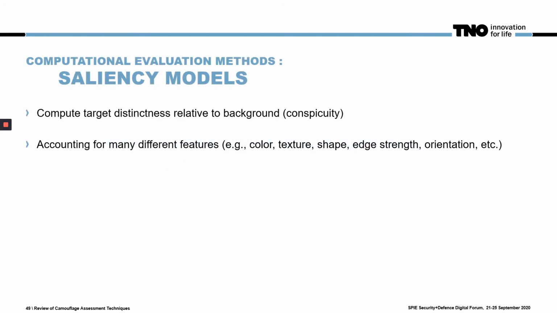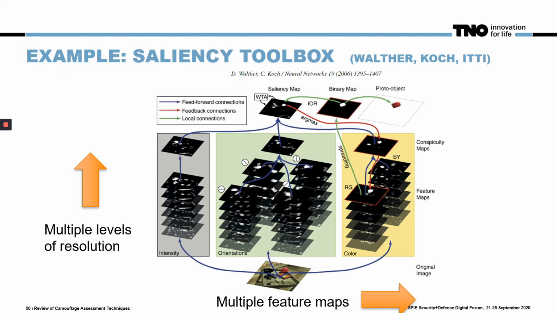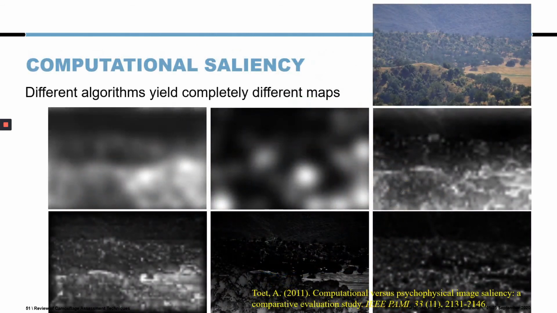Computational saliency or conspicuity models typically use local intensity, color, orientation, and texture differences to transform an input image into a saliency map in which signal intensity corresponds to an overall local image feature contrast. One of the most popular saliency models is the one by Walter and Koch. However, there are many different algorithms available nowadays. However, they also yield widely different saliency maps.